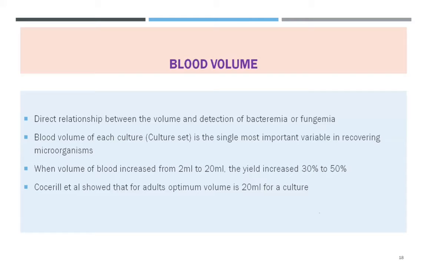prick. So blood volume of each culture is the single most important variable in recovering microorganisms. When the volume of blood increases from, say, about 2 to 20 ml, the yield also increases from about 30 to 50%. A study by Coercive et al. showed that for adults, the optimum volume is about 20 ml per culture.